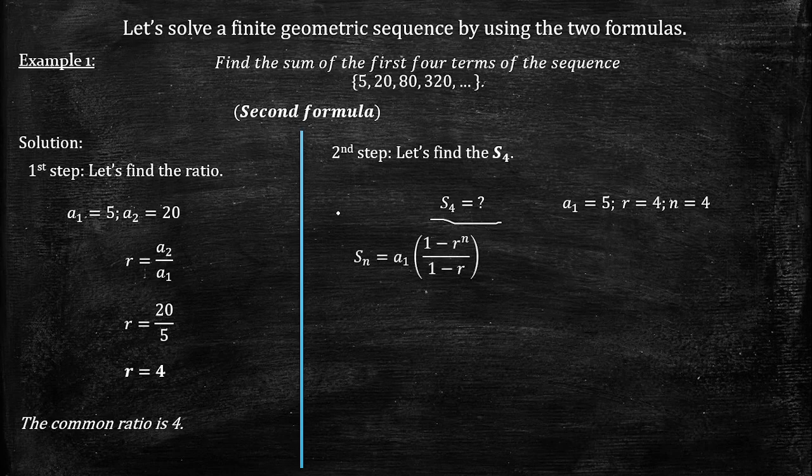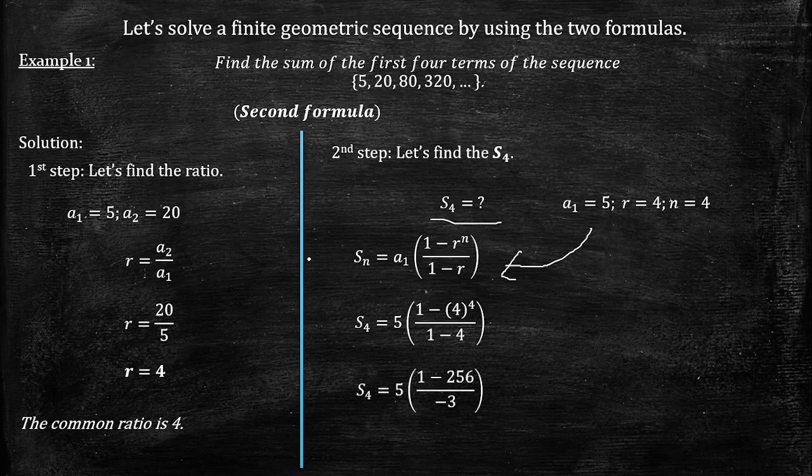Copy the second formula. So, the second formula is s of n is equals to a sub 1 times 1 minus r raised to n divided by 1 minus r. Then, substitute the values. So, it will be s of 4 is equals to 5 times 1 minus 4 raised to 4 divided by 1 minus 4. The same method, solve natin yung numerator following the PEMDAS rule and the denominator.